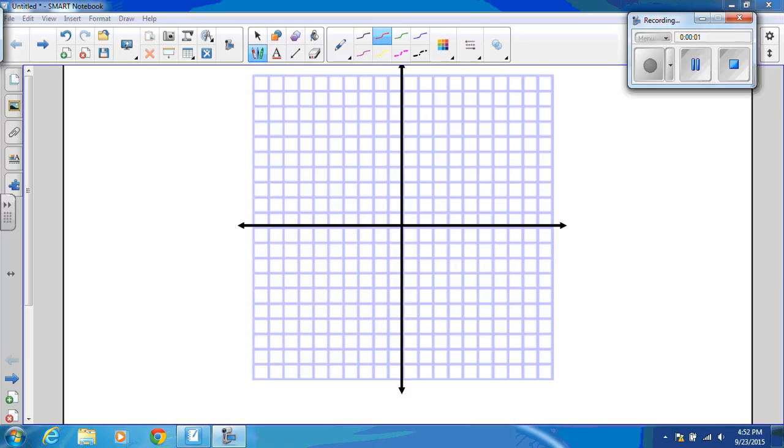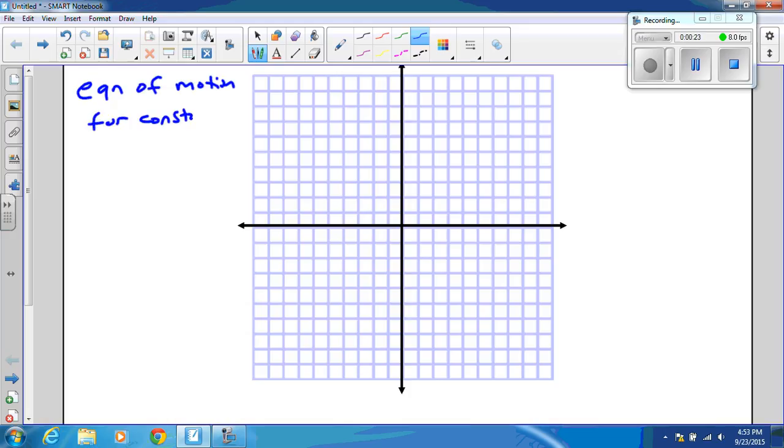Howdy. I'd like to talk today about how we can use graphs to analyze motion. So far, we have used our equations of motion for constant acceleration in order to solve our problems. And those equations are fantastic, but they require constant acceleration in order to work, obviously.